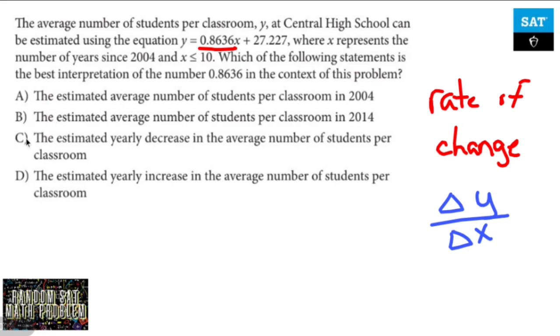No. C mentions the estimated yearly decrease in the average number of students per classroom. Now, that would make sense if this was negative. Decrease means your slope is negative, you're going down. What we have is an increase, since that's a positive number. Every year, we add a little bit less than one kid per classroom, so the answer is D.